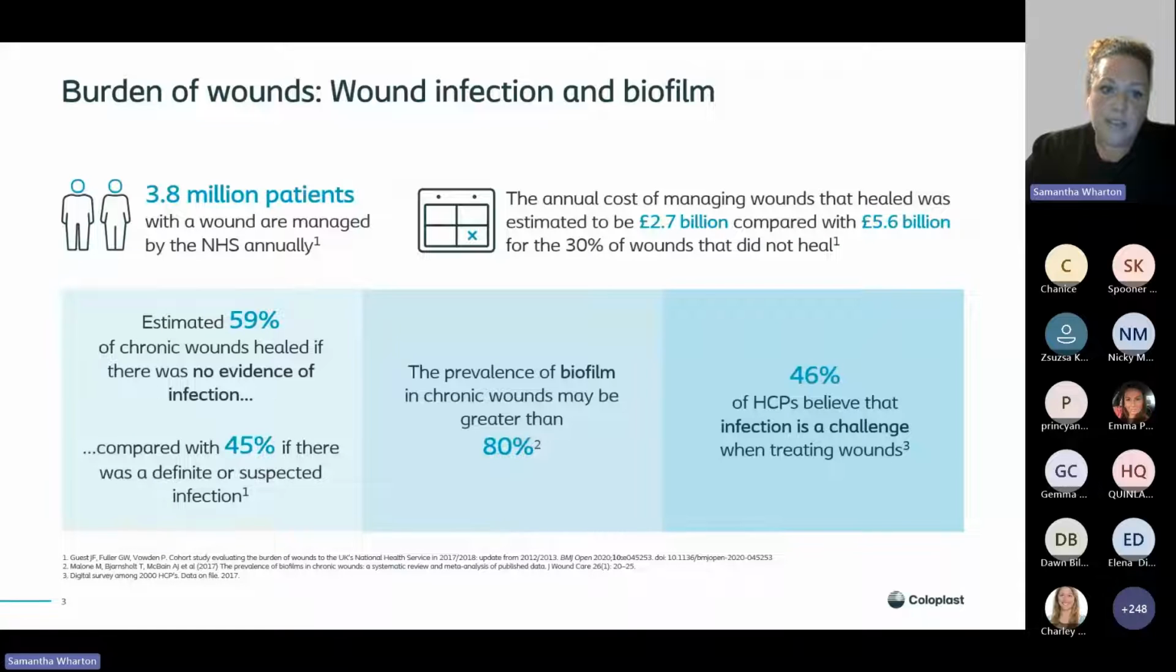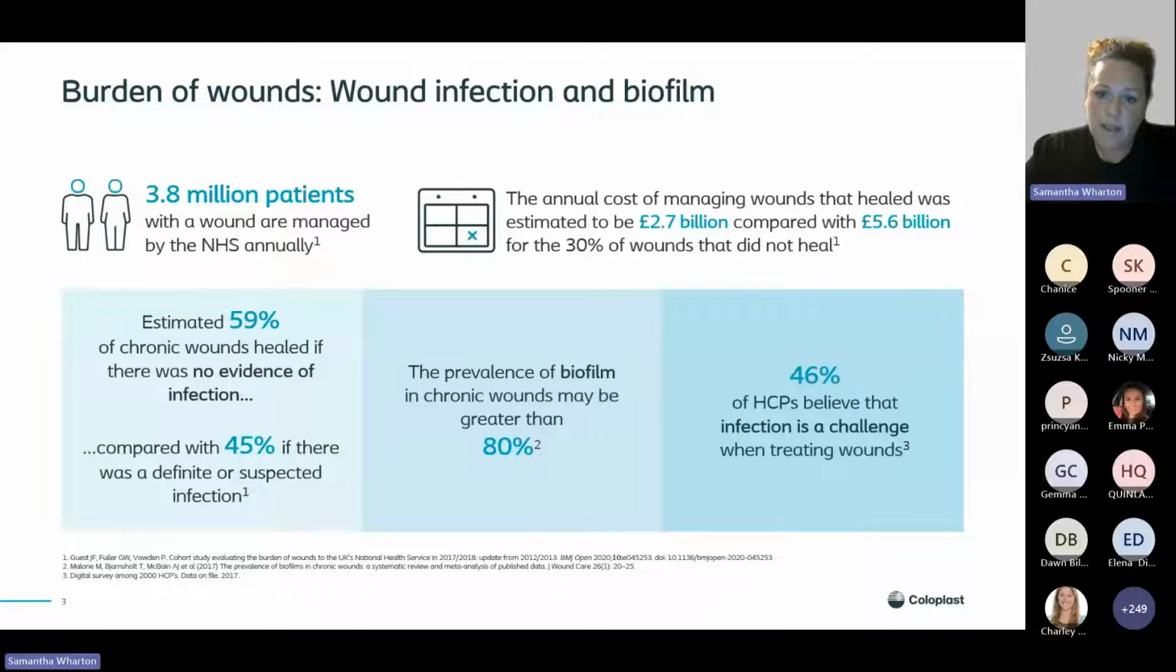We know that it's estimated 59% of chronic wounds heal if there's no evidence of infection, compared to the 45% that don't heal if there's a definite or suspected infection. So infection is causing a lot of issues for these patients and preventing that healing.